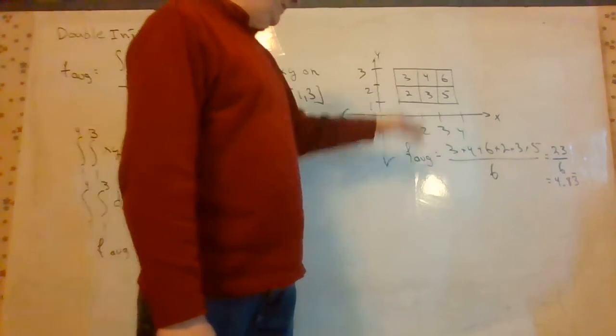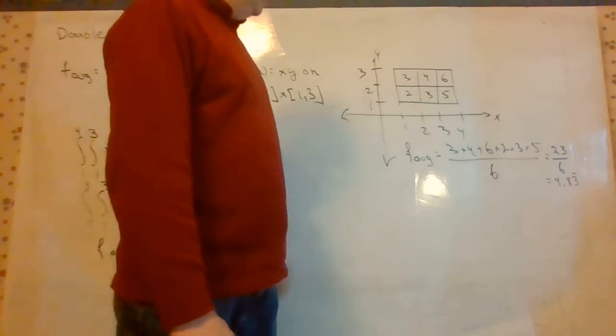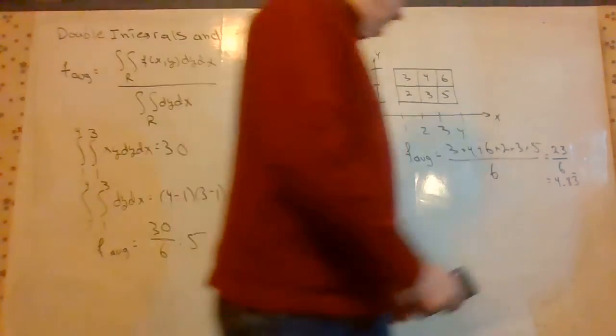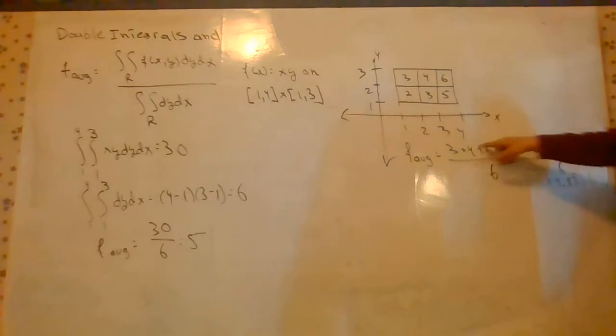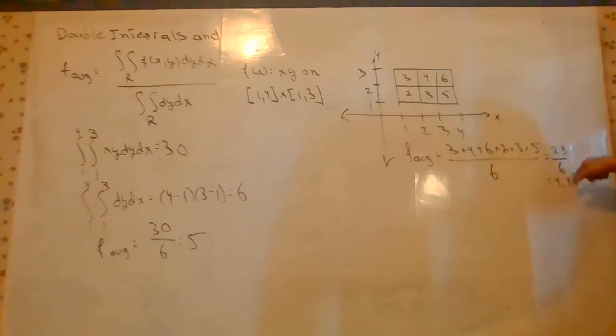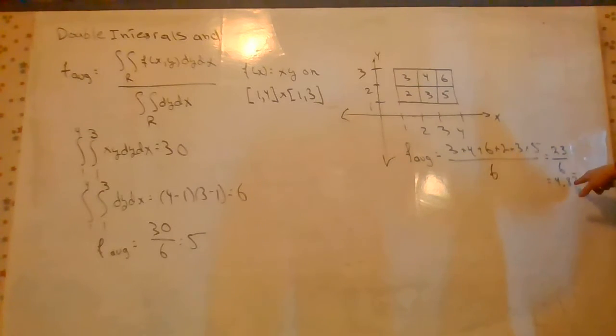If we had multiple areas with the same number, we could weight that. Well, guess what? This adds up to 23. The area is 6. 23 over 6 is 4.83. Repeating, that's the average value. It's somewhere between 2 and 6. It's exactly there. We have an integration formula.